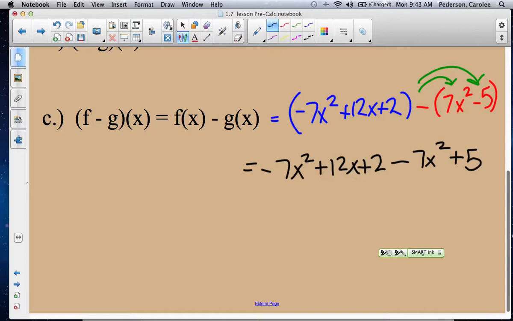Where are my like terms at? What's my first pair of like terms? Negative 7x squared and negative 7x squared combine to negative 14x squared. Anything goes with the 12x? Nope. And then my last pairs, my 2 and my 5, become 7.